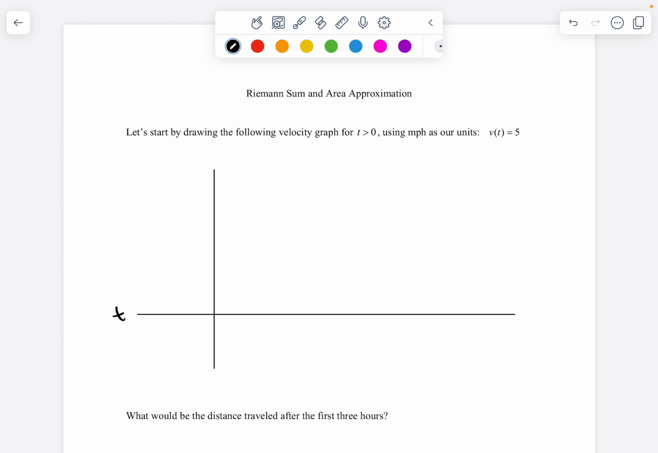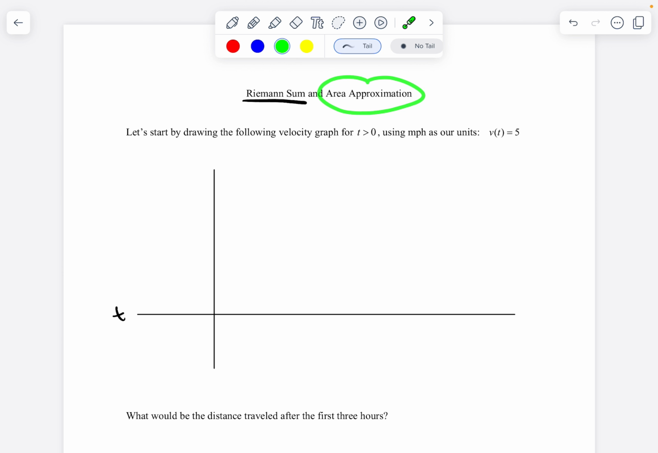Okay, so the first thing here today is we're talking about the Riemann sum. And before I just tell you what it is and how to use that to find area approximation, let's do this little discovery, and we'll use that to see what we get, okay? So let's start by drawing the following velocity graph for time being greater than 0.